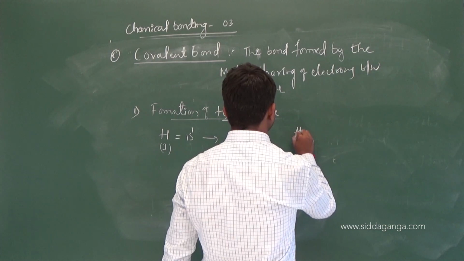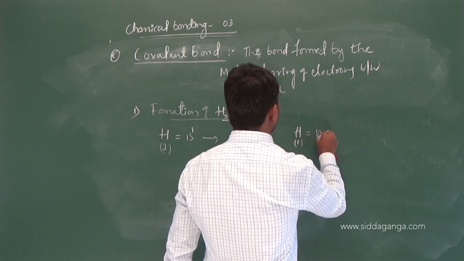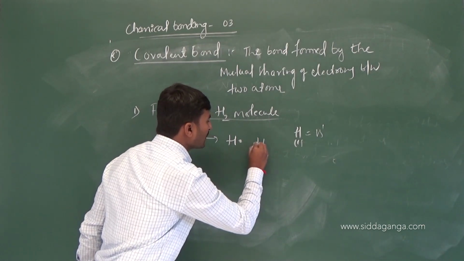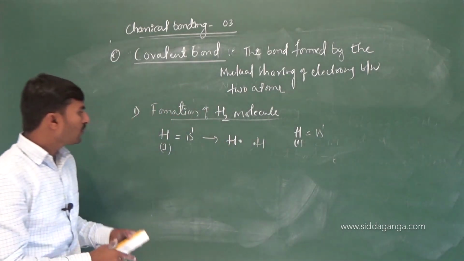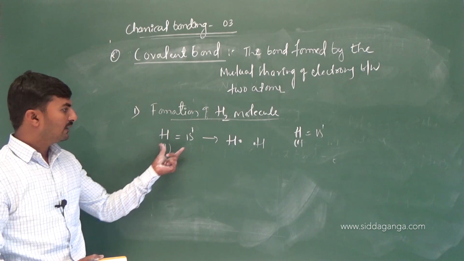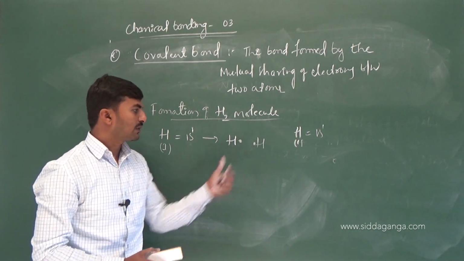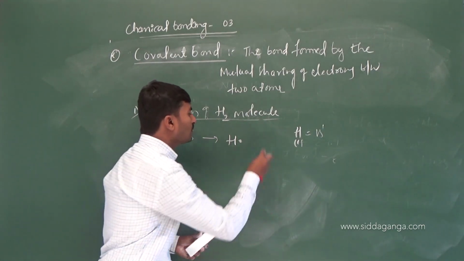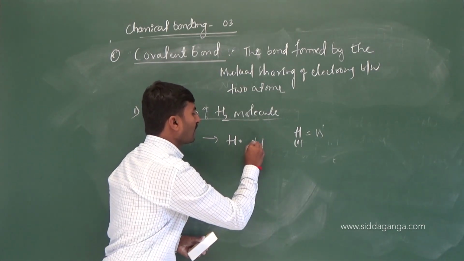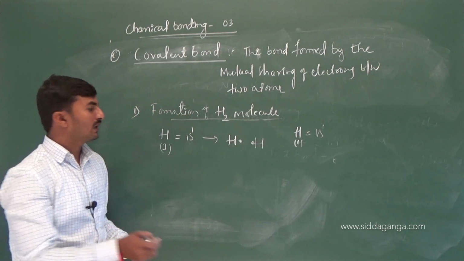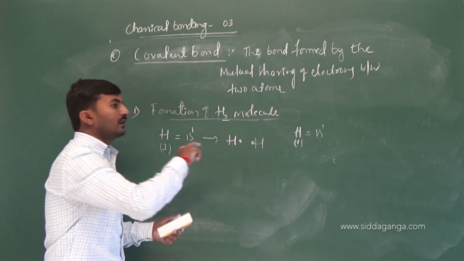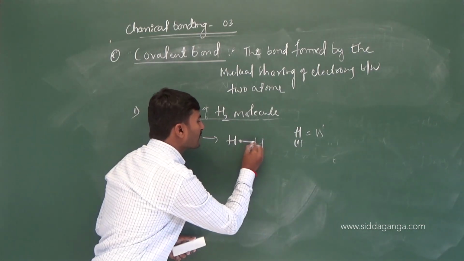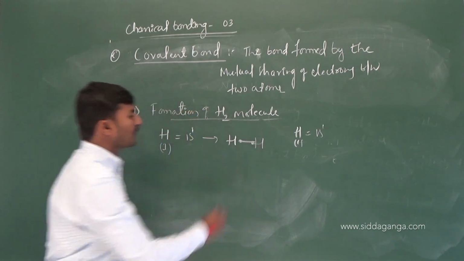Hydrogen has the 1s1 configuration. I can represent this hydrogen like this. ಎರಡೂ ಹೈಡ್ರೋಜನಲ್ಲೂ ಒಂದು ಎಲೆಕ್ಟ್ರಾನ್ ಇದೆ. ಎರಡೂ ಹೈಡ್ರೋಜನನ್ನು ನಾನು ಈ ಥರ ರೆಪ್ರೆಸೆಂಟ್ ಮಾಡಿದ್ದೇನೆ. ದೆನ್ ಇವಾಗ ಏನಾಗ್ತದೆ? ಇನ್ಸ್ಟೆಡ್ ಆಫ್ ಲೂಸಿಂಗ್ ಆರ್ ಗೈನಿಂಗ್ ದ ಎಲೆಕ್ಟ್ರಾನ್, ಎರಡೂ ಆಟಮ್ಸ್ಗಳ ನಡುವೆ ಮ್ಯೂಚುವಲ್ ಶೇರಿಂಗ್ ಆಫ್ ಎಲೆಕ್ಟ್ರಾನ್ಸ್ ಟೇಕ್ಸ್ ಪ್ಲೇಸ್.